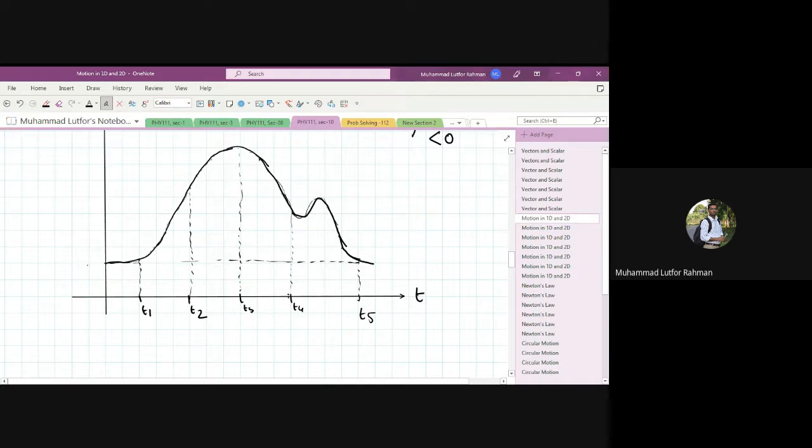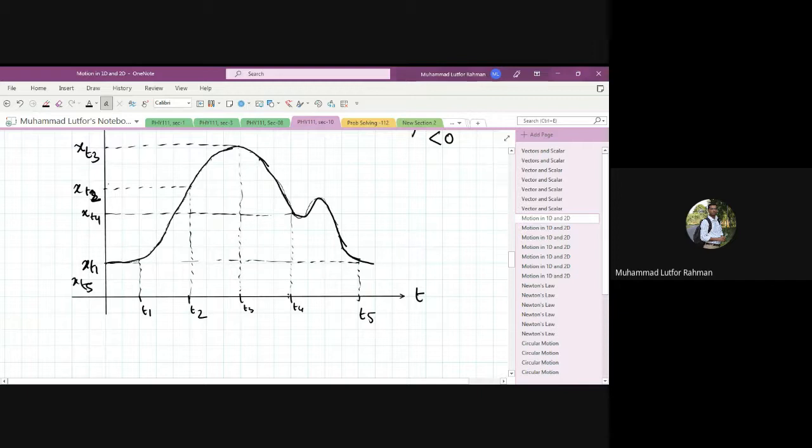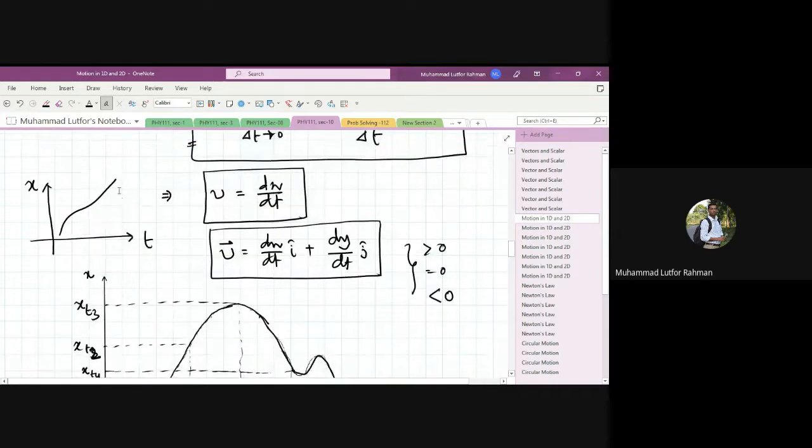And I can write, so this is xt1, that distance would be xt2, it would be xt3, this one would be xt4, and this one will be xt5, right? We describe in that way. Now, since we say that dx over dt is basically the slope of this curve x versus t, right?